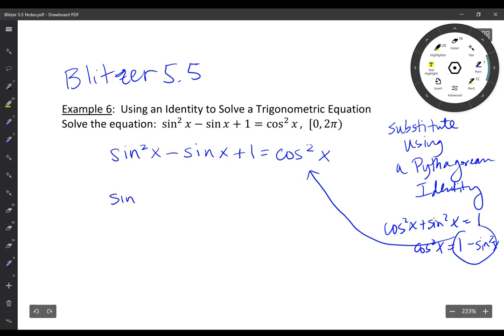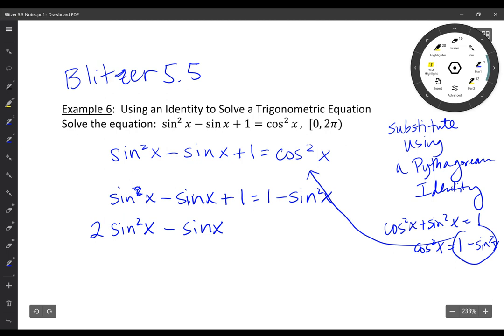So now I've got sine squared x minus sine x plus 1 equals 1 minus sine squared x. So I'm going to go ahead and add that sine squared x on both sides. So now I've got 2 sine squared x minus sine x. And then when I subtract 1 on both sides, the 1's just going to go away. It'd be a 0, so it's just going to be equal to 0.